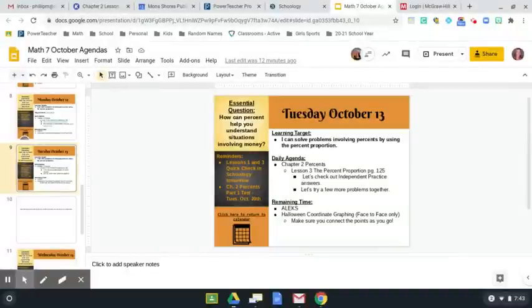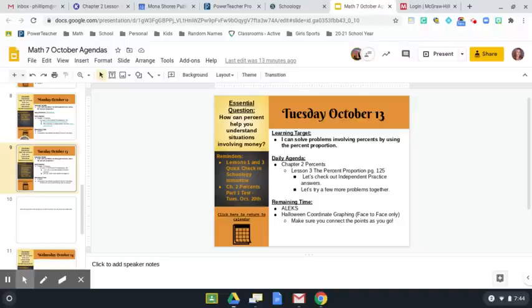We just need to take a look at a few things on the agenda together right now before we head back into where we left off yesterday. I want to first just talk about the agenda. We're going to wrap up lesson 3, percent proportion, today. And so we're going to continue to solve problems involving percents by using the percent proportion. We're going to check out the independent practice answers from yesterday, which was the last piece of the lesson. And then we're going to try a few more problems together.